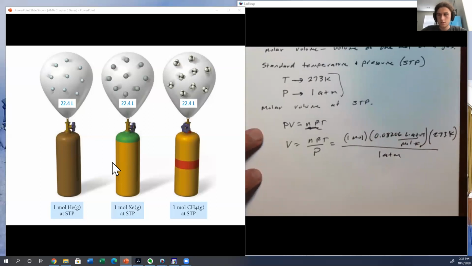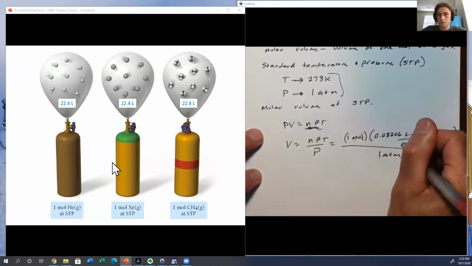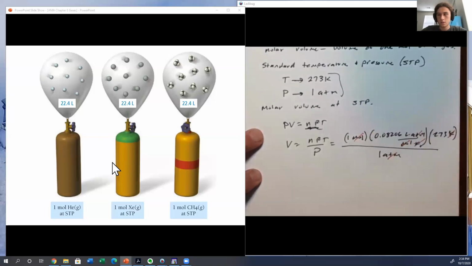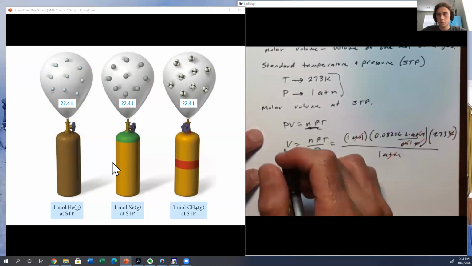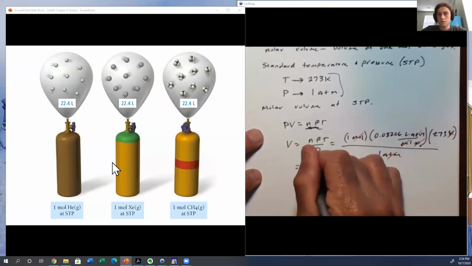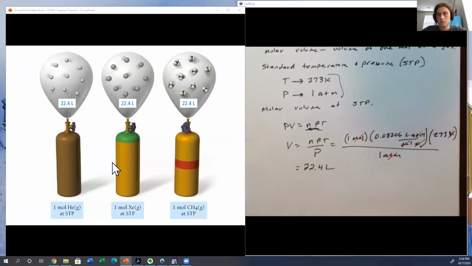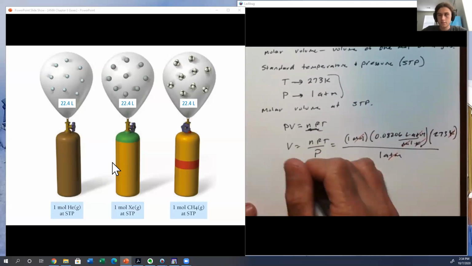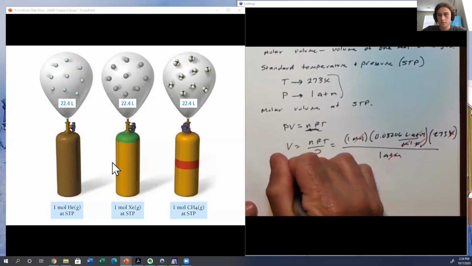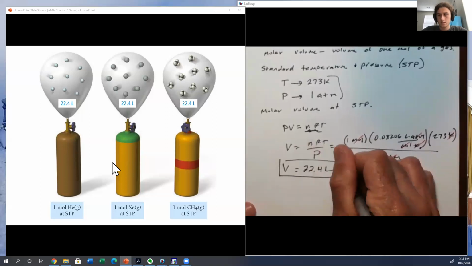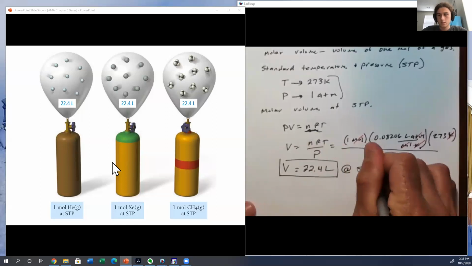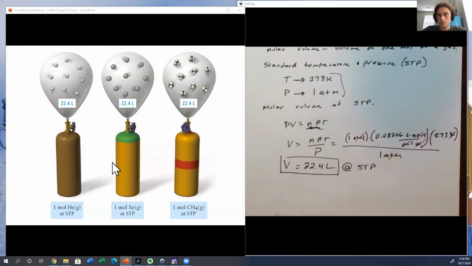And notice again, I'm going to be very careful and always cancel my units. Kelvin cancels Kelvin, and I end up with liters in the numerator, and I get 22.4 liters. So this is a good number to have in your head: at STP, 1 mole occupies 22.4 liters. Does it matter what gas it is?